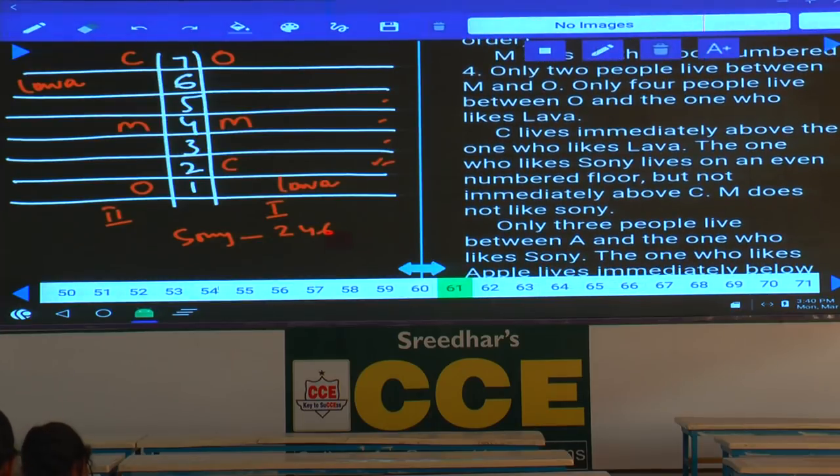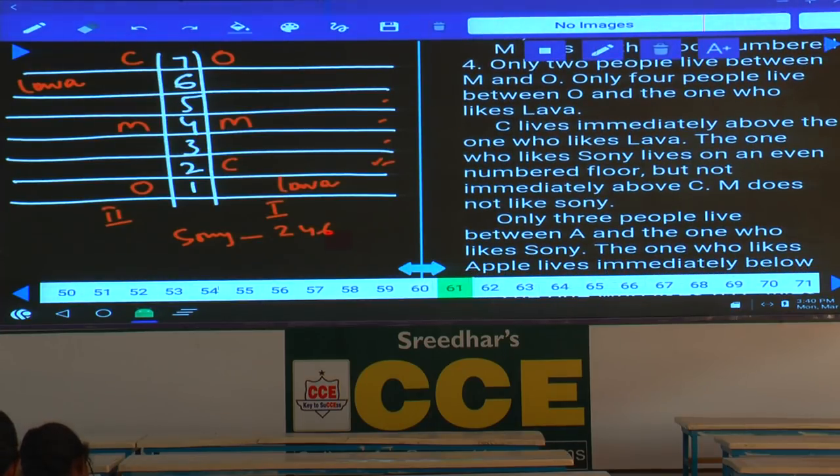Only four people between O and the one who likes Lava. And the one who likes Lava must be on the second floor, isn't it? Because only four people, one, two, three, four, between O and Lava. Hence here second floor is ruled out. Hence either four or six. And in this case, sixth floor is already Lava, so it is either two or four. Now in the first case, the one who likes Sony could be either on the fourth or the sixth floor. And in the second case, the one who likes Sony could be either on the second or the fourth floor. And the one who likes Sony lives on an even number floor, but not immediately above C, isn't it?